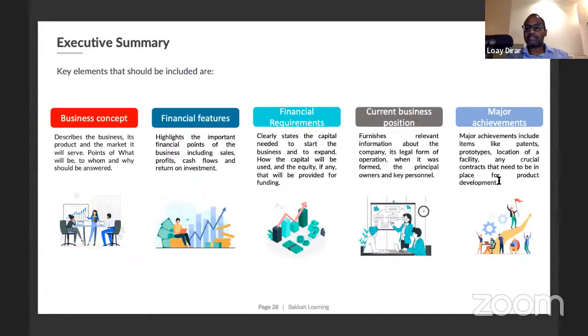Major achievements of the business, like any kind of patents, inventions, prototypes, locations, any kind of critical success factor for the business to start. So many businesses do have their own critical success factors. You must mention it as part of the executive summary, because it's going to help you to showcase your strengths to the investors, so they can back you up when they know that you do have a strong position in the market, or a promising future, inshallah. Okay.